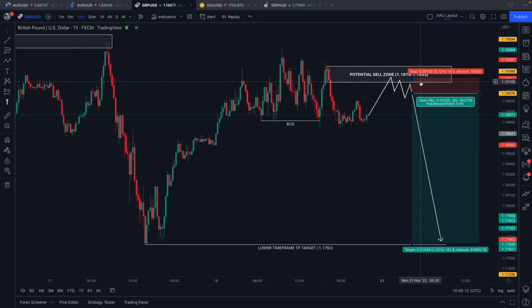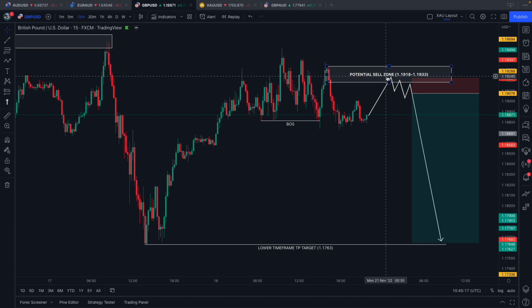So again, highlight these zones out for yourself. This is on the 15-minute time frame. Get them drawn out on your charts. Wait for the right confirmation in order to execute, and then get those sell positions placed.